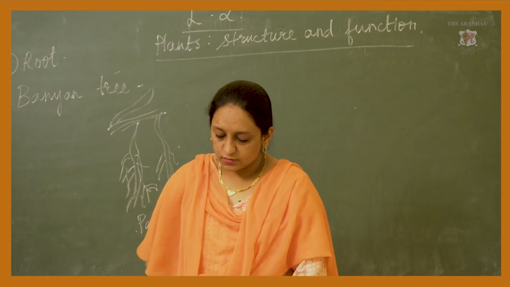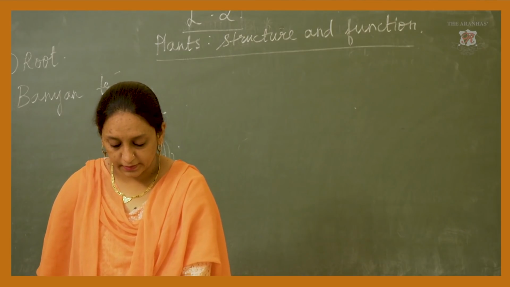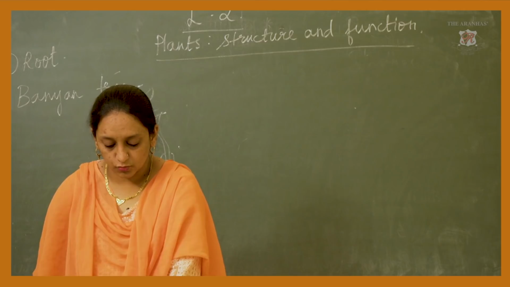Then what is the use of these prop roots? Why are they given? Why is this extra part given to only banyan tree? See, these roots arise from the branches and they grow towards the soil.